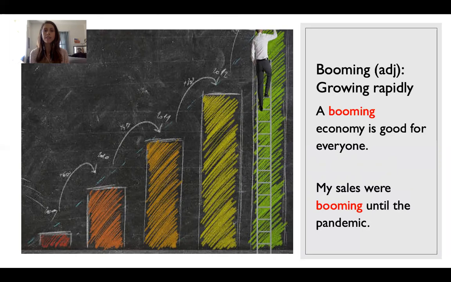Another sentence is, my sales were booming until the pandemic. So booming means growing rapidly, increasing rapidly. And we usually talk about this in terms of business and the economy, sales. So if you hear this word in the news, that's a positive. It's not a negative. You might think it's a negative because it sounds like bomb or something like that. But to boom is not the verb here. It's booming, which is an adjective.